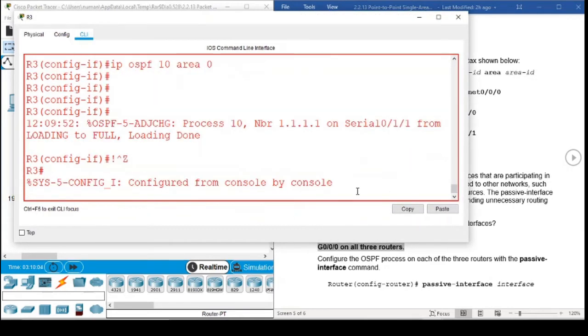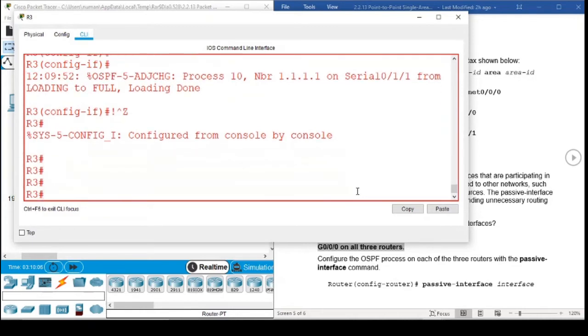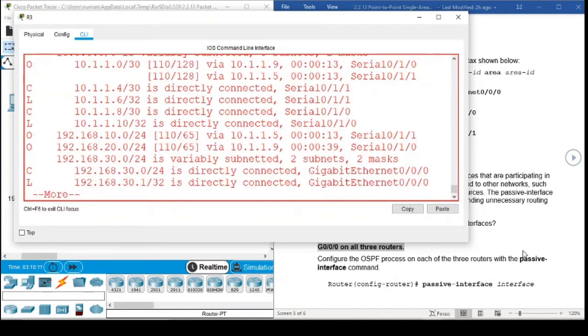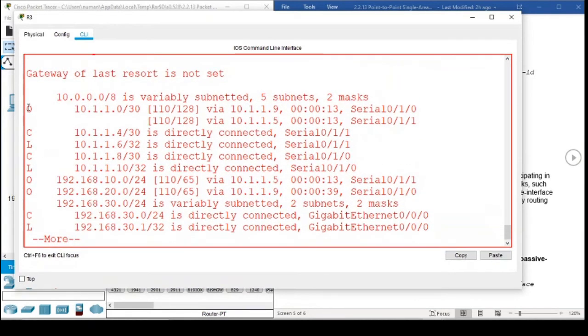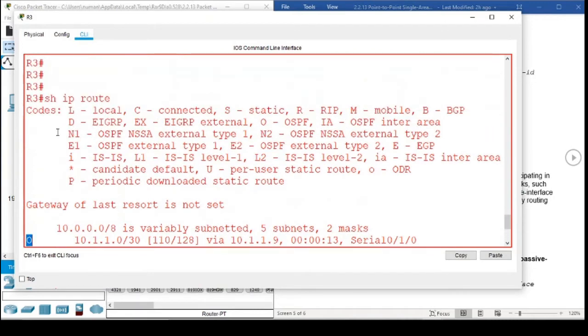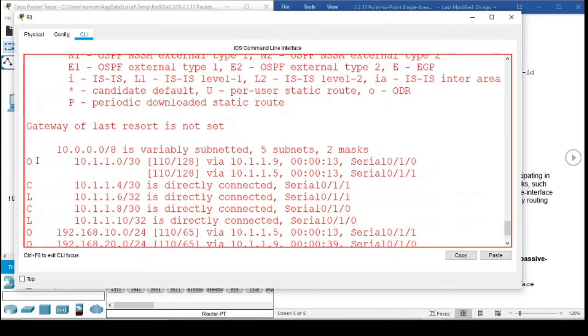Now how do we verify it? There are some commands I mentioned in my theory lecture. First command, show ip route. You have to check the routing table. If you notice, there are some new things in your routing table. Number one, O. O means OSPF, it represents which routing protocol? OSPF routing protocol. Which network did they learn? 10.1.10.0/30. That is the remote network.